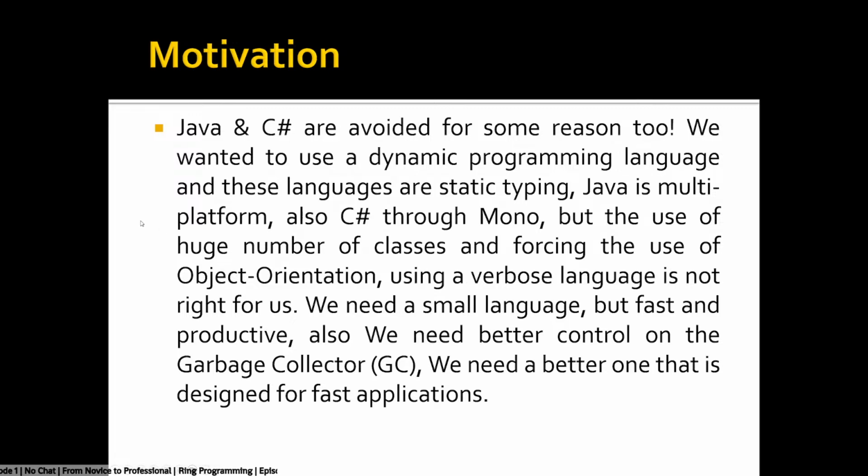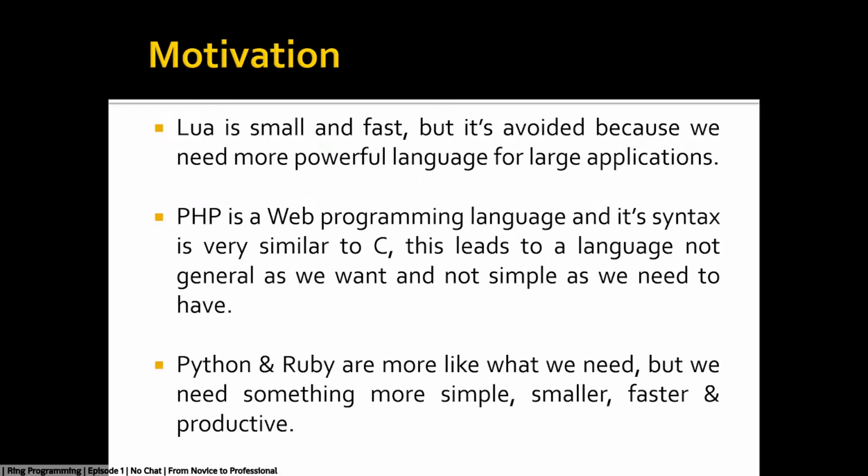Also C# through Mono, which was the open source implementation, but the use of a huge number of classes and forcing the use of objects using verbose is not right for us. Yeah, seriously, that's what turned me off to a lot of things. I just can't. I hate doing things with classes. I don't care whether it's, well, I guess that is OO, but I don't know. That whole paradigm is just a mess to me. It's so unnecessary. Very unnecessary.